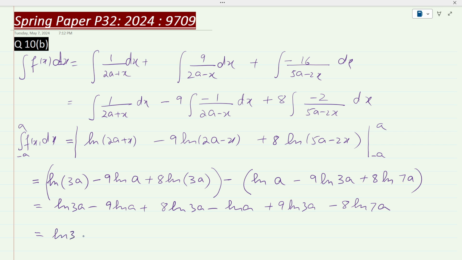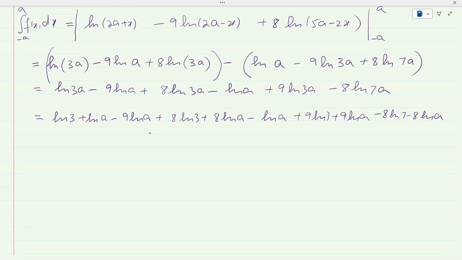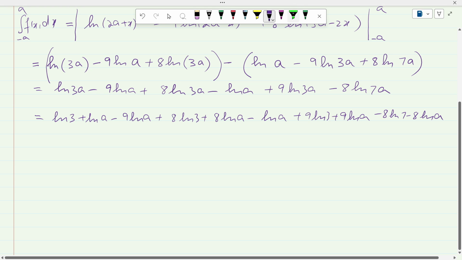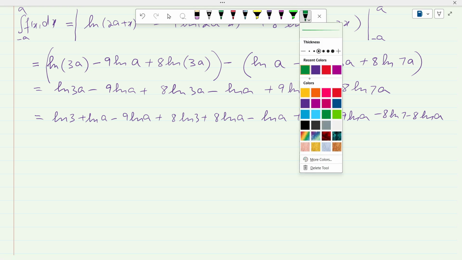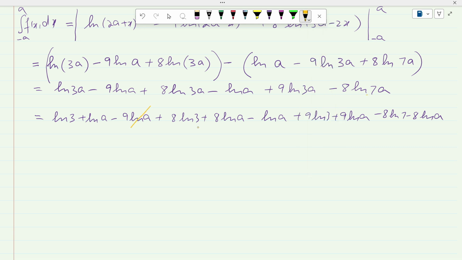Now let's apply the log law: ln 3a minus ln a, minus 9 ln a, it is already one term, so 8 ln 3, 8 ln a, ln a plus 9 ln 3, 9 ln a minus 8 ln 7 minus 8 ln a. Now let's see how many things we can cancel out. Let me choose some other color, maybe yellow. Now 9 ln a will cancel out with 9 ln a, ln a with this ln a, and 8 ln a. Do we have another 8 ln a? Yes, 8 ln a cancels out with this 8 ln a. So all the ln a's are now cancelled out.